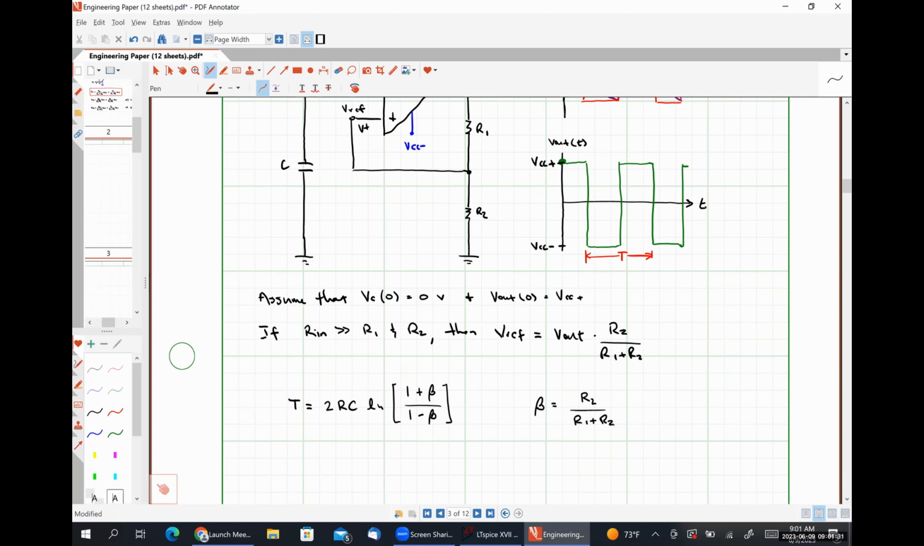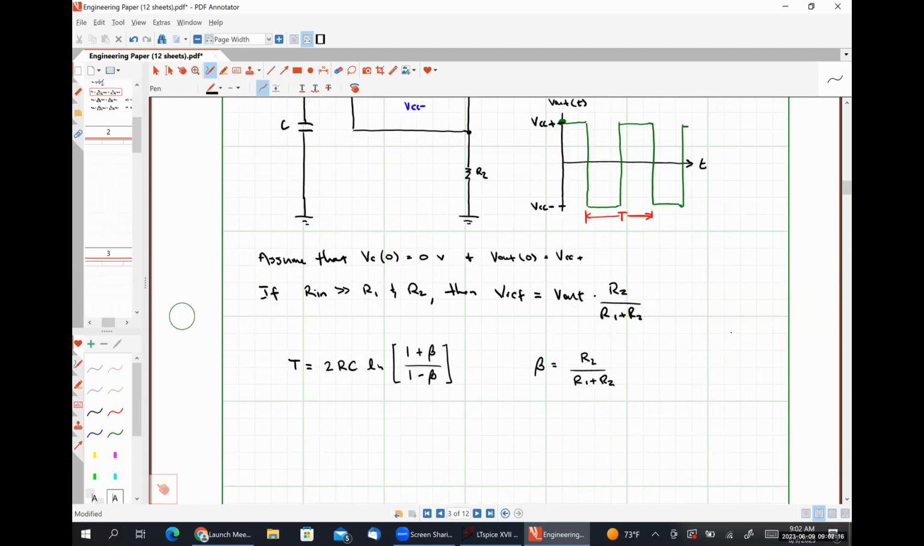So using the values that I used in the simulation, beta would be 0.8. So 2 times R, so 10,000, times C, which was 1 millifarad, times the natural log of 1.8 divided by 0.2. Our period, according to our formula, should be 43.944 seconds. And I believe we simulated something very close to that.